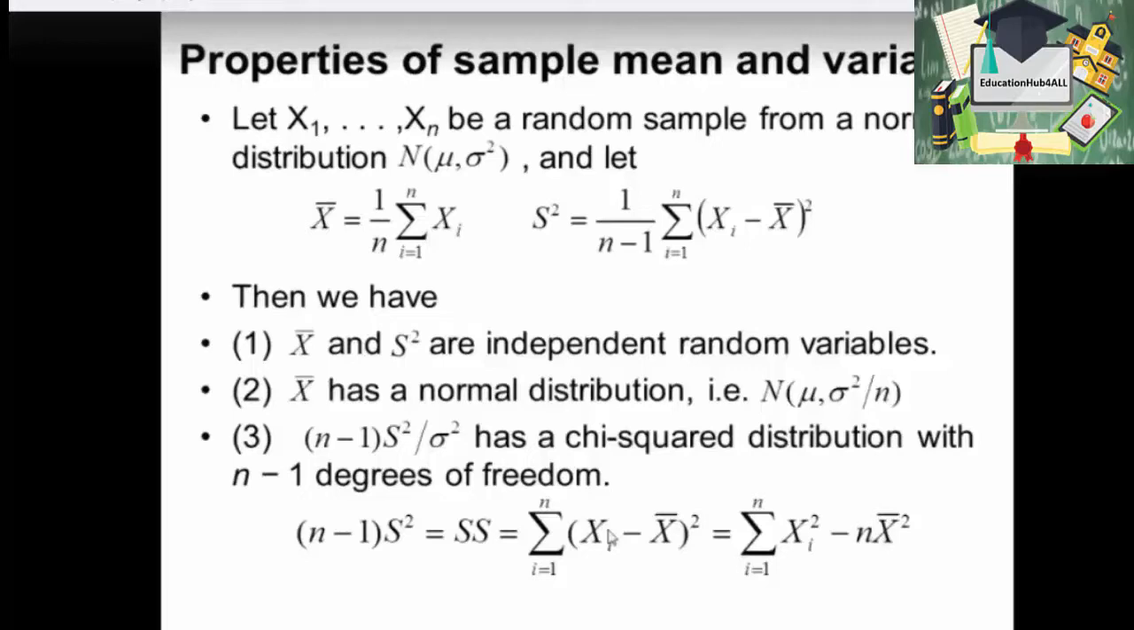So remember this. If the population has a normal distribution, remember the distribution of a sample mean. Okay. So it's as simple as this. Don't forget. That's the least thing in statistics you should remember after this class.